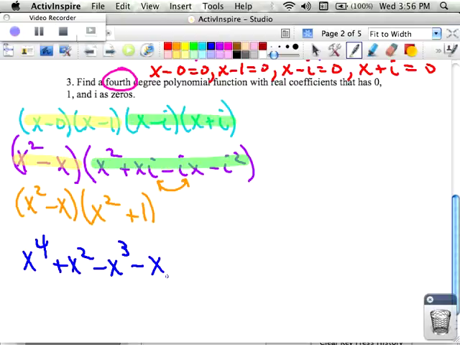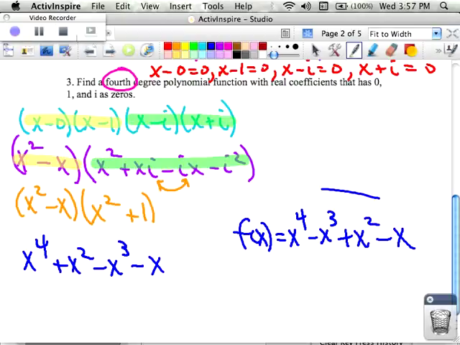Of course, I'm going to write this in function notation because they asked for a function, and in descending order because that's the way that we're supposed to do it. So I have x to the fourth minus x cubed plus x squared minus x as my final answer.